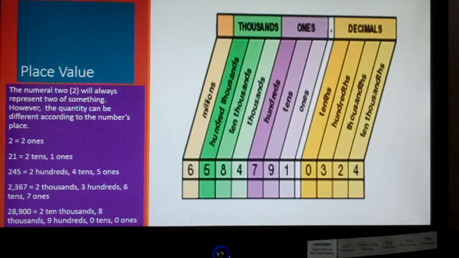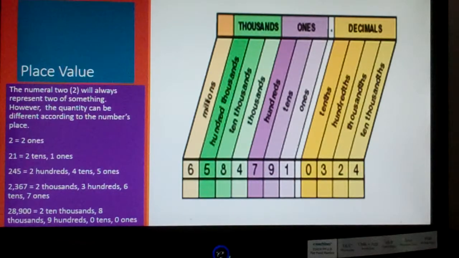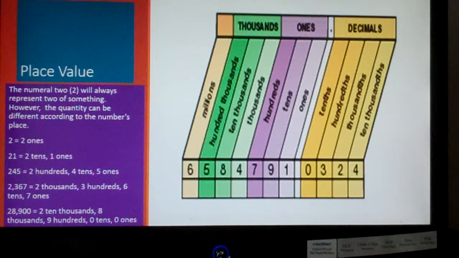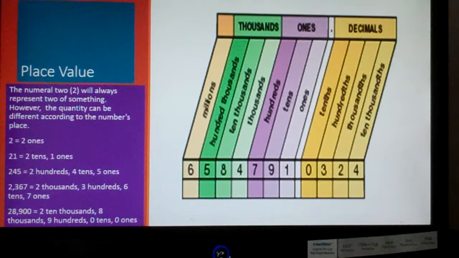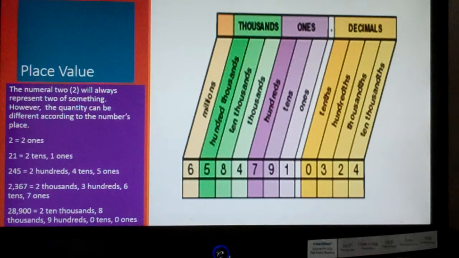Place value. The numeral 2 will always represent 2 of something. However, the quantity can be different according to the number's place. 2 equals 2 ones. 21 equals 2 tens, 1 one. 245 equals 2 hundreds, 4 tens, 5 ones. 2,367 equals 2 thousands, 3 hundreds, 6 tens, 7 ones. 28,900 equals 2 ten-thousands, 8 thousands, 9 hundreds, 0 tens, 0 ones.